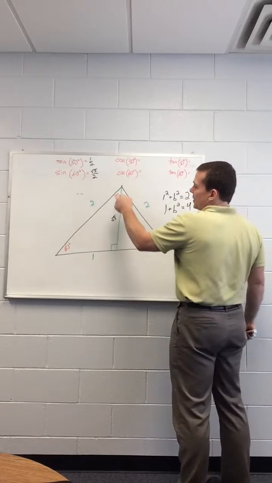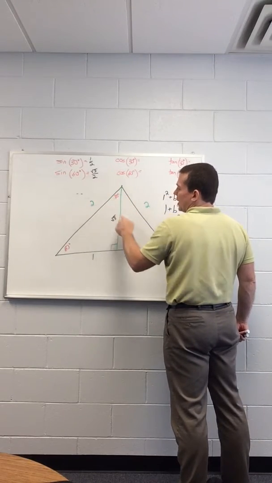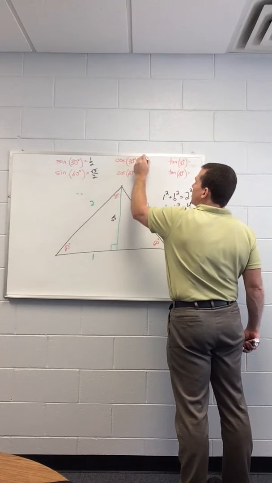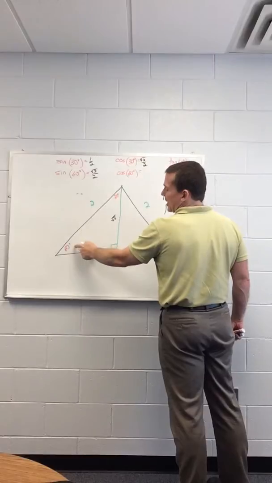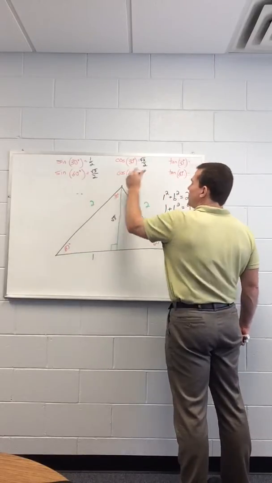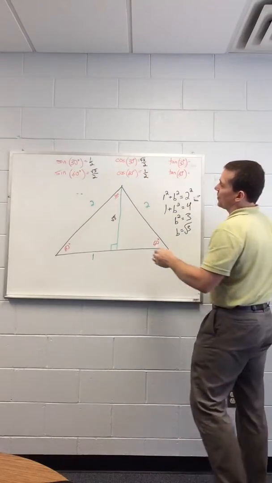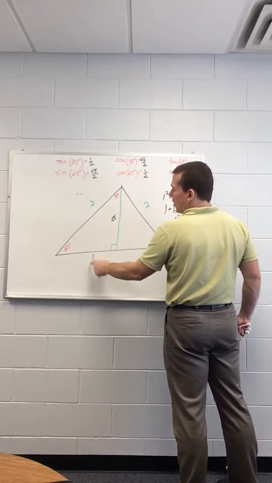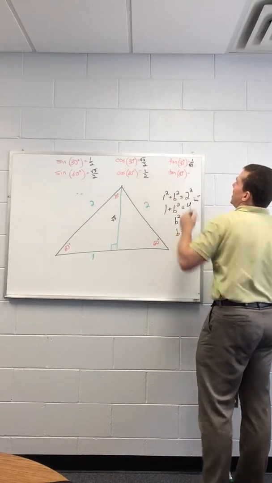Cosine of 30 degrees, this is 30. Cosine is adjacent over hypotenuse, so it's root 3 over 2. Cosine of 60 degrees, we go back down here. Cosine of 60 is adjacent over hypotenuse, 1 over 2. Tangent of 30 degrees is opposite 1 over adjacent root 3. So it's 1 over root 3.